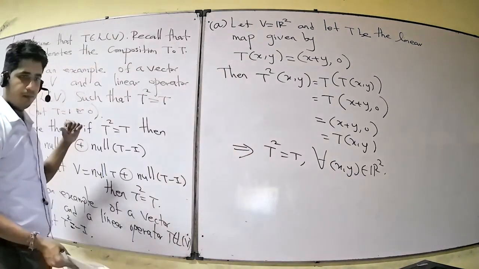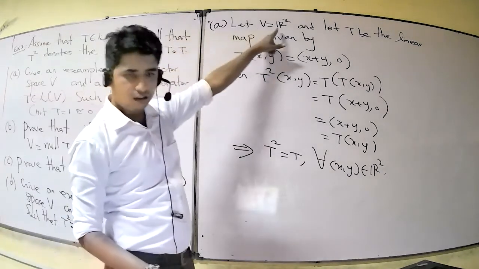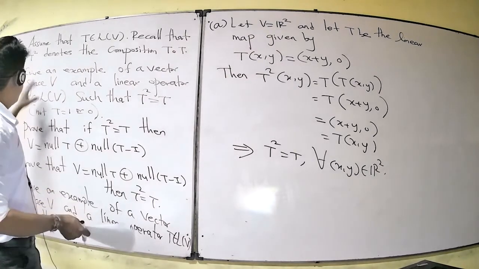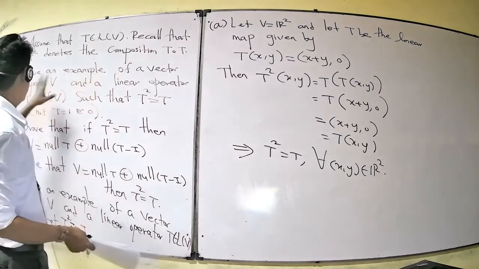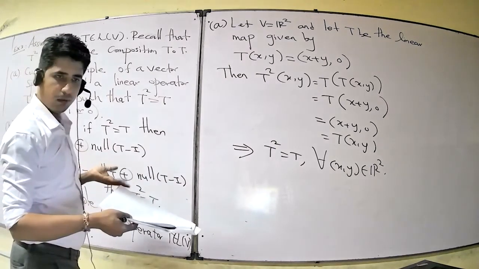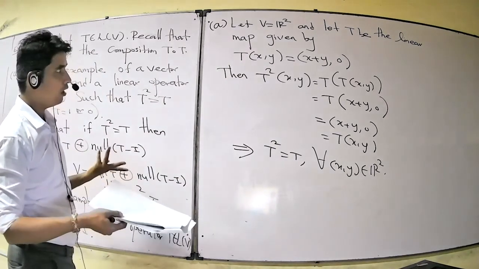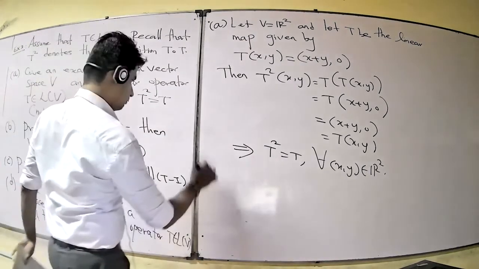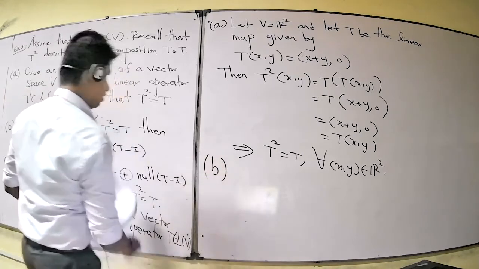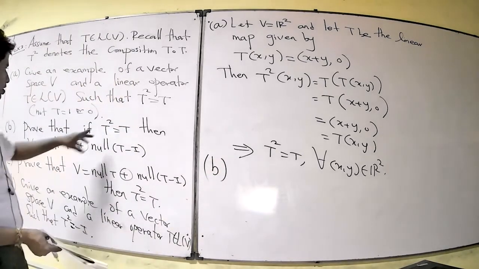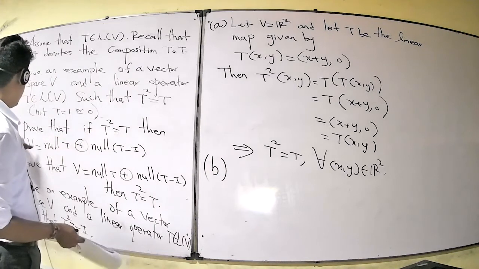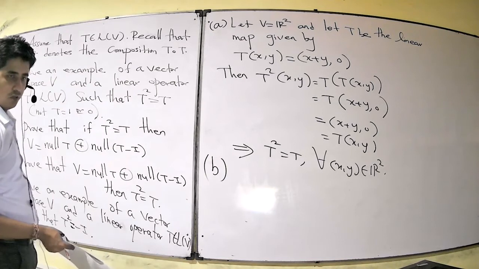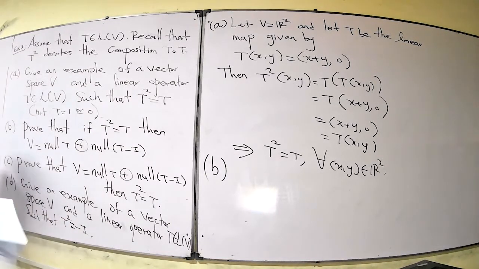Here we consider vector space V equal to R squared, right? You can give any example, no problem here. V equal R squared is our example of a vector space. You can give the example for R cube, right? Okay. Now for the second part, B part. If T squared equals T, then you want to prove that V equals the direct sum of null of T plus null of T minus I. Okay.